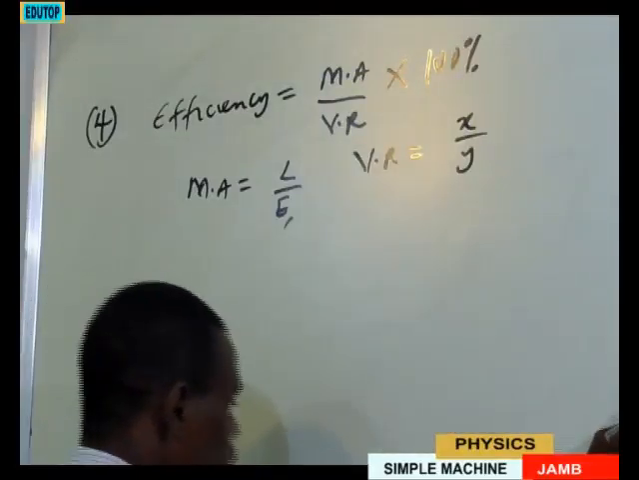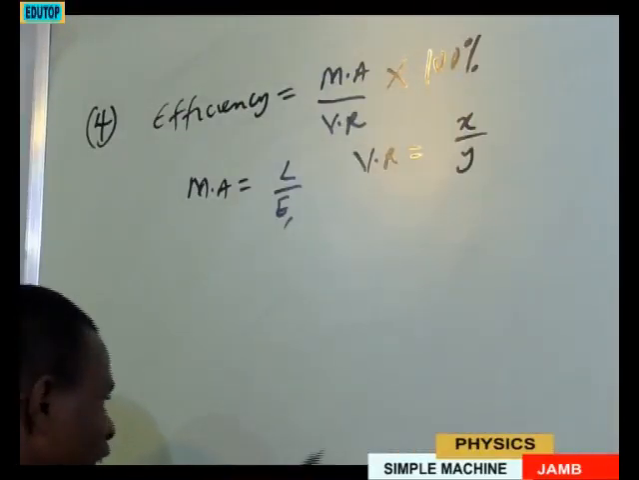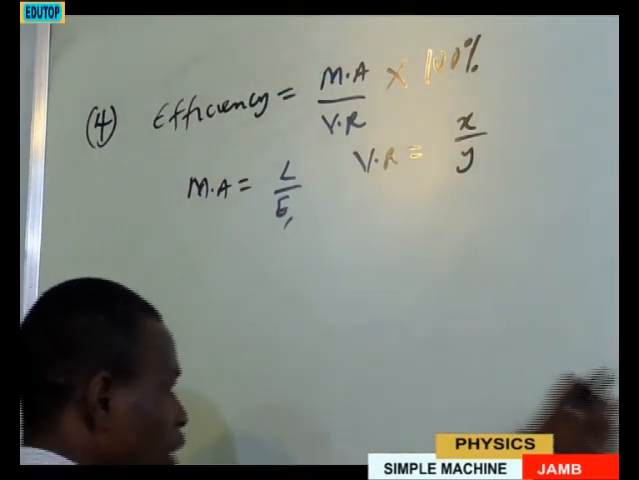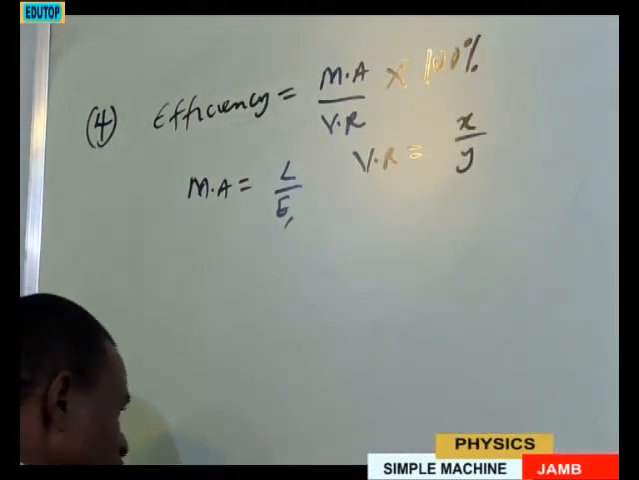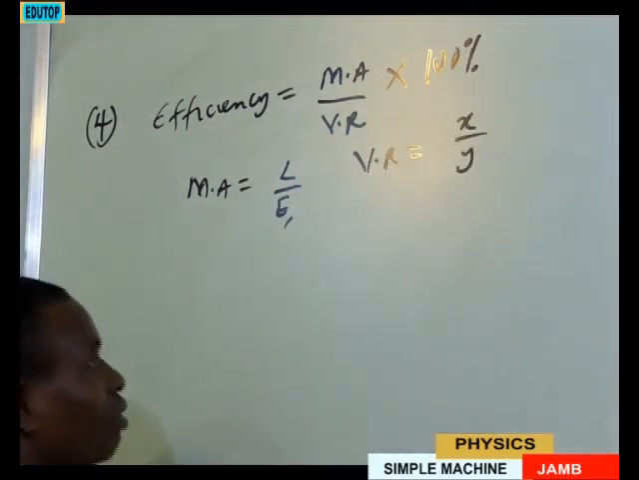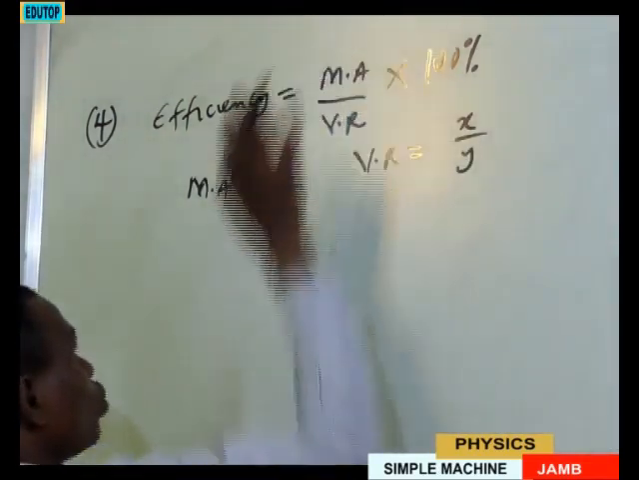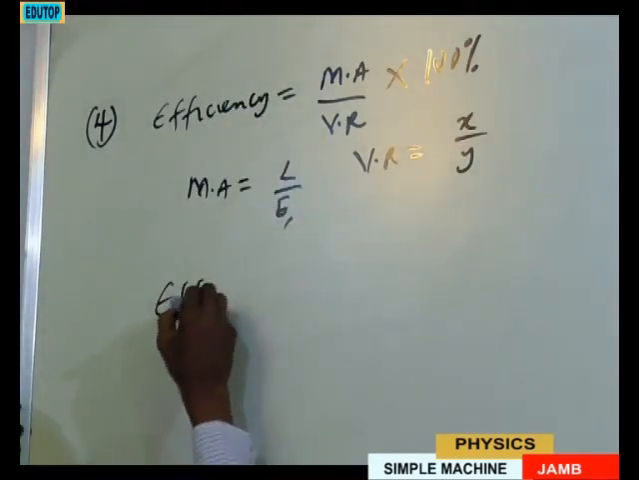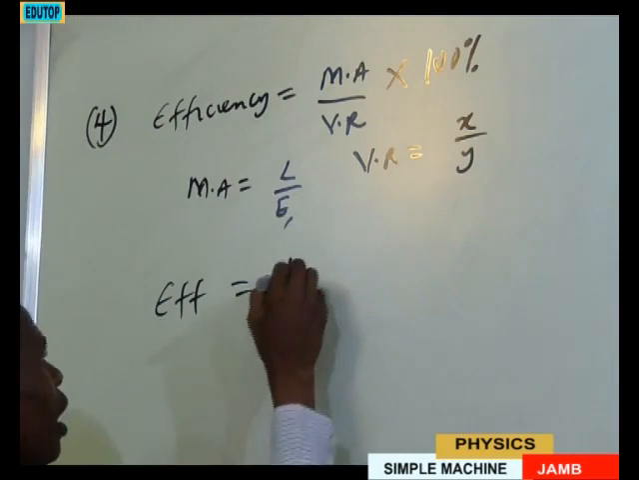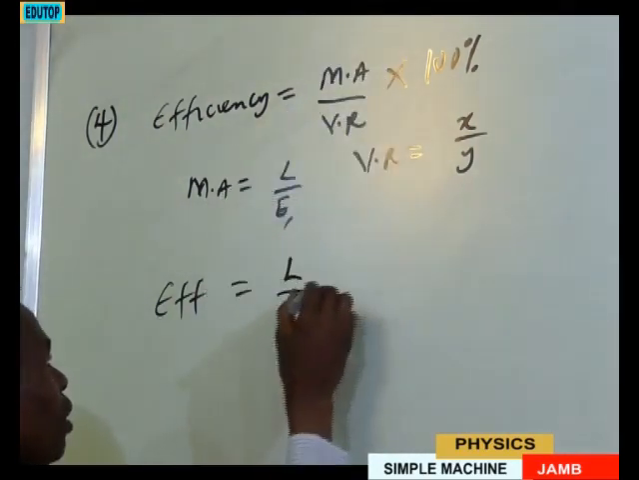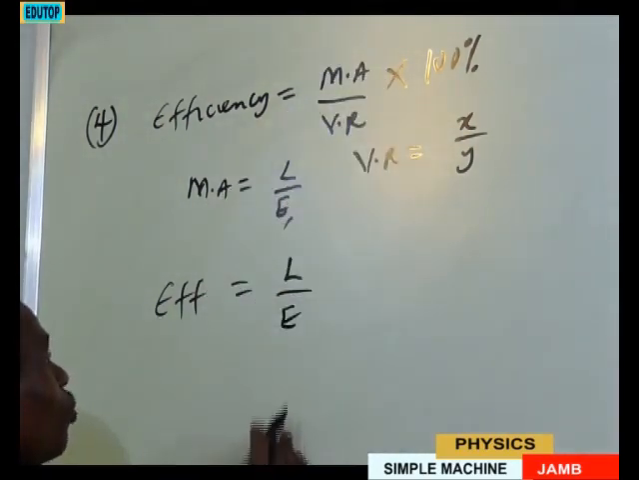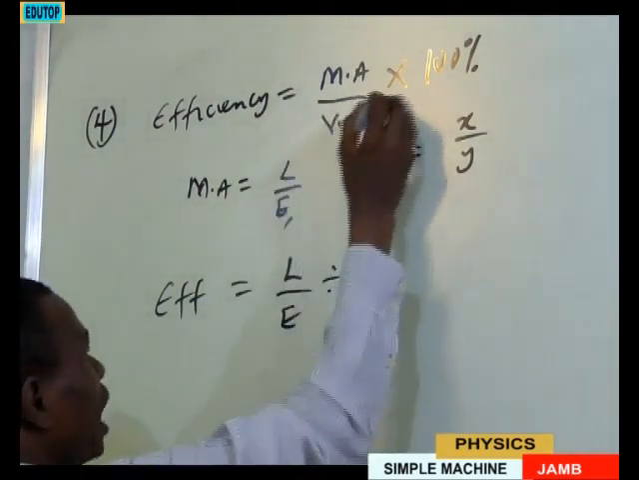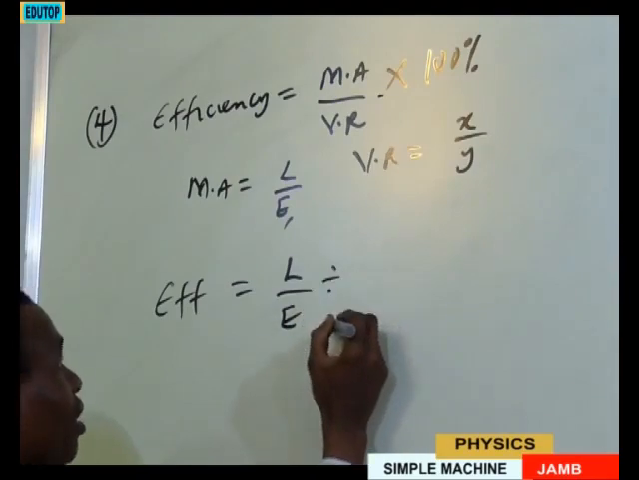Efficiency is mechanical advantage divided by velocity ratio, times 100%. Distance moved by load, let it be x. Distance moved by effort, let it be y. If we put this into the formula, our efficiency will be equal to, for mechanical advantage, this divided by, well, let me use this sign instead of having a long line like this.